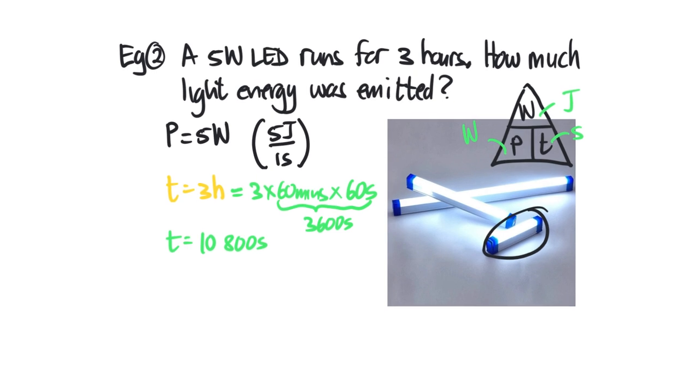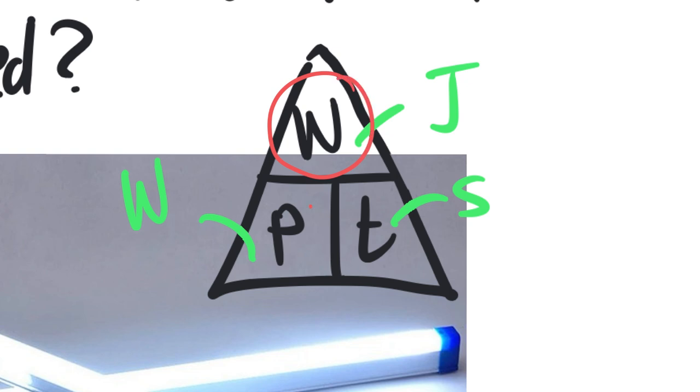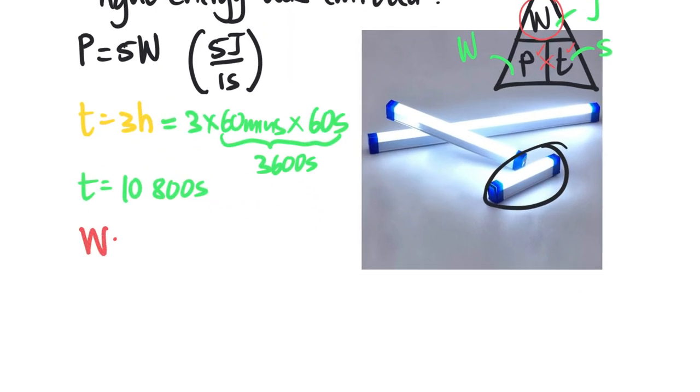Now, in every one of those seconds, 5 joules of energy is going to be given off. So obviously we need to multiply to get the answer. But let's take a look at our formula triangle. We want the work, we have the power, we have the time, so we're going to multiply. So the work done, in other words, the transfer of energy from electrical energy to light energy in the LED, and we know that LEDs don't really get hot, and this is one of the reasons why we use them, because they're so efficient in transferring electrical energy into light energy.